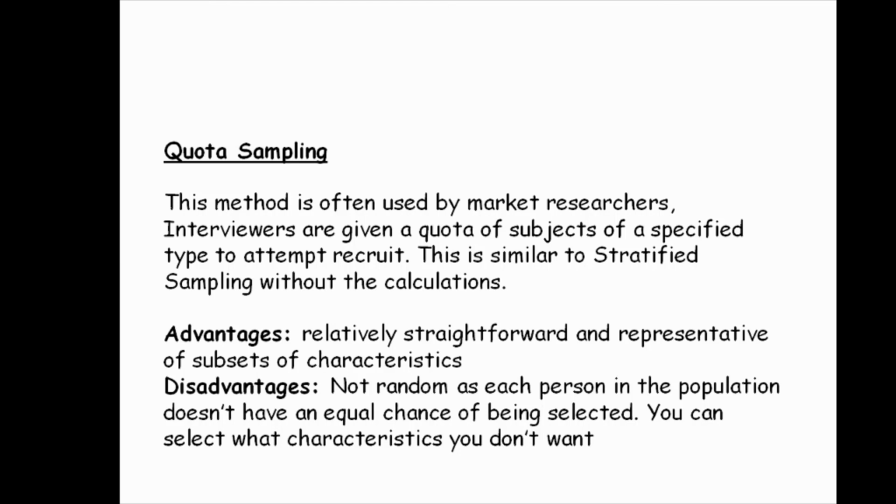The advantage of using this is that it's relatively straightforward and representative of a subset of characteristics. So if I'm wanting to ask, let's say, a particular subgroup, I can make it so that the sample I'm selecting is going to include that. The disadvantage is it's not random, as each person in the population doesn't have an equal chance of being selected, and you can select what characteristics you don't want.